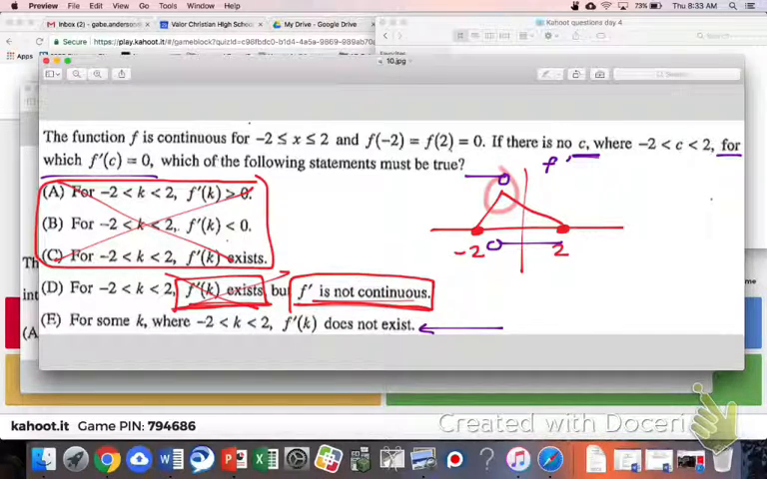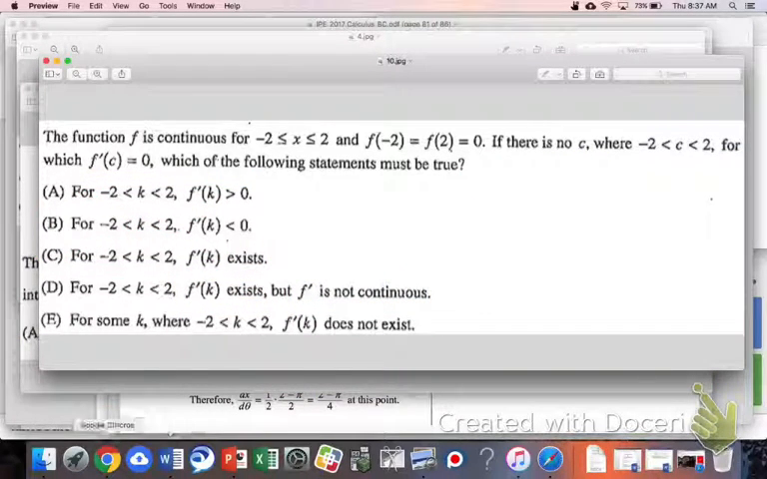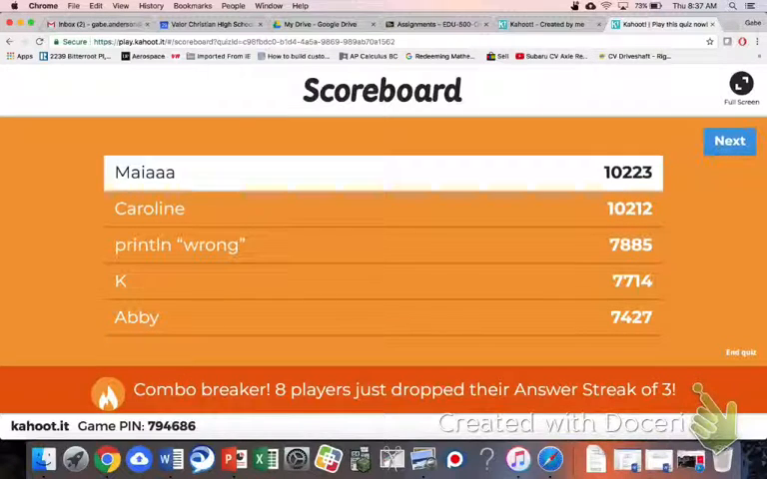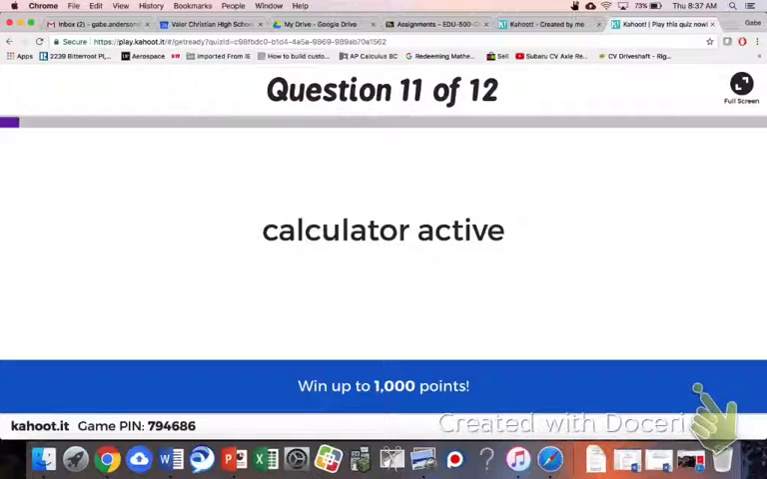Okay, awesome. Let's see where we stand. It's still ultra close there at the top. All right, here we go. 2 questions left.